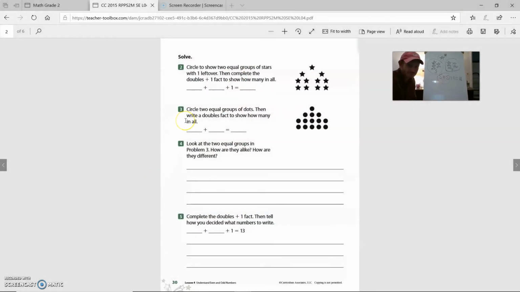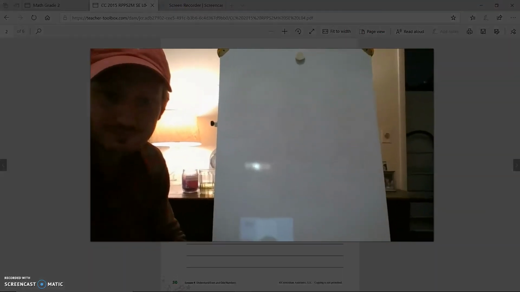Number 3. Circle two groups of dots, then write a doubles fact to show how many in all. Well, the thing that they're trying to trick us with this problem is that you can have equal groups even if the picture doesn't look like you have equal groups. So let's draw the picture and figure it out.